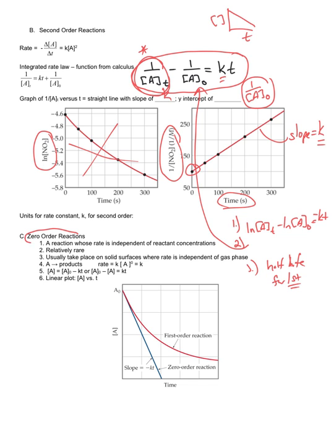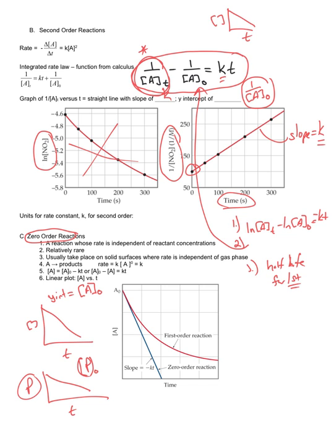Lastly, if it's 0th order, you're going to have a concentration versus time, or if it's a gas, pressure versus time. In either case, you are going to have a linear plot that develops whenever we have a 0th order graph. The y-intercept gives me the initial concentration of the reactant, or if it's a pressure, it would give me the initial partial pressure of the reactant.